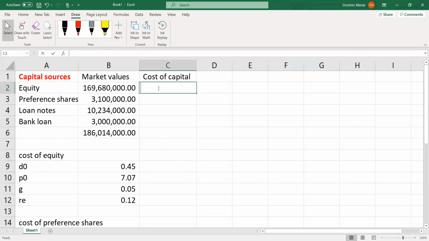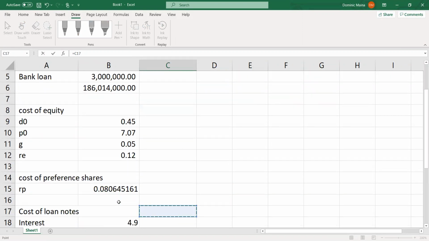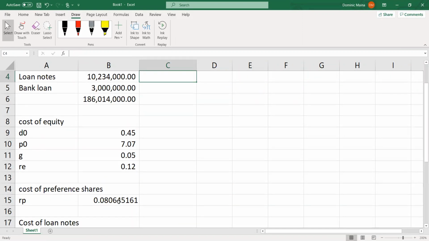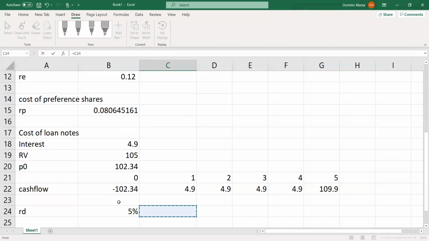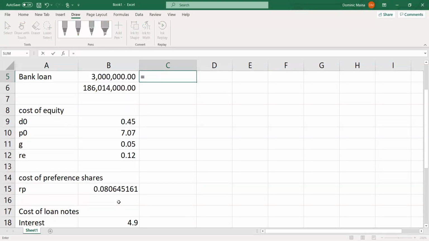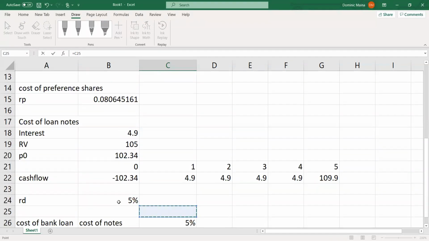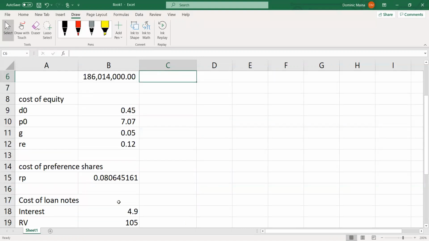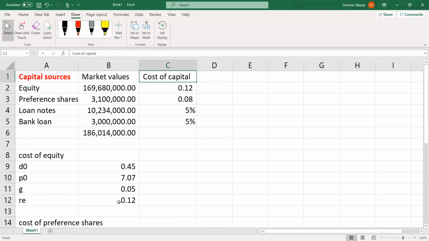Cost of capital for equity, you've done it already, we got 12%. Cost of preference share, I'm just referring to my workings, we have done it already, it's here. Then the cost of the note, I refer to my workings, we have done that already, which is equal to 5%, and the cost of the bank loan, we have said it is equal to the cost of the bonds, which is here, and I enter. That is it.